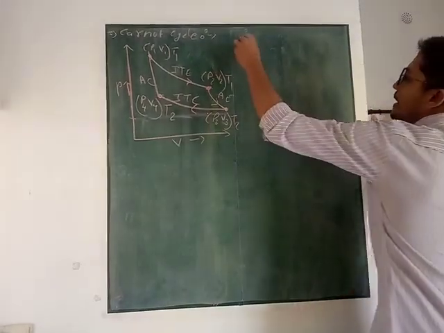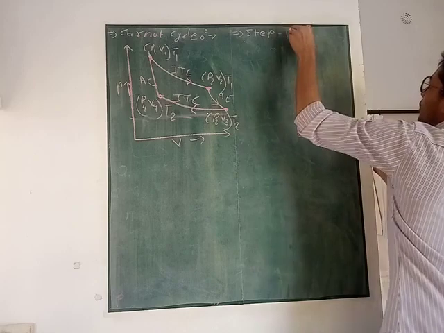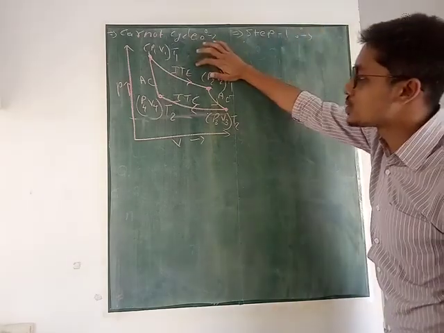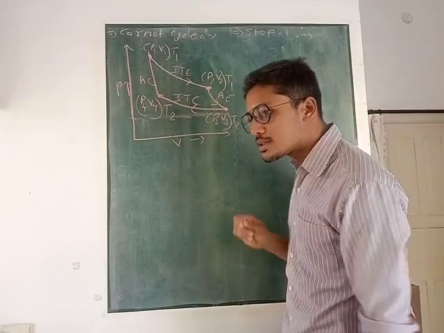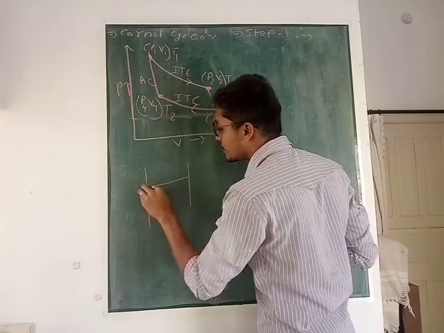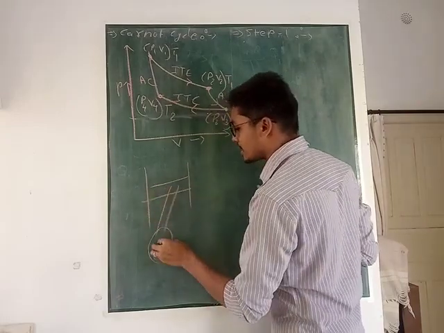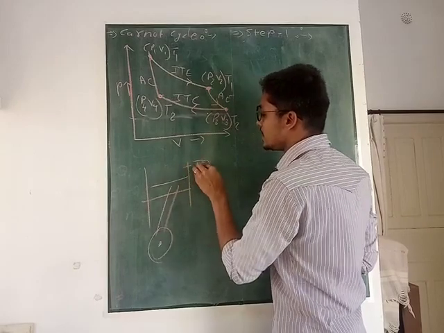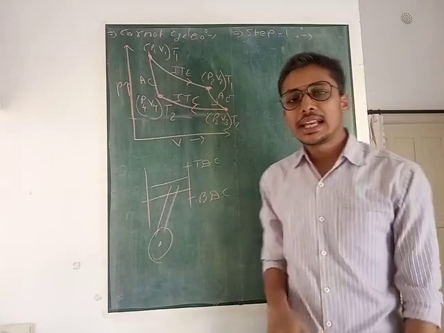Now you can write it here from step 1. What is step 1? It is isothermal expansion. First of all, to understand this, you have to study the piston cylinder arrangement. For the piston cylinder arrangement, you can see here I am drawing the piston and cylinder in the cyclic process. It is called TDC, top dead center, and BDC, bottom dead center.